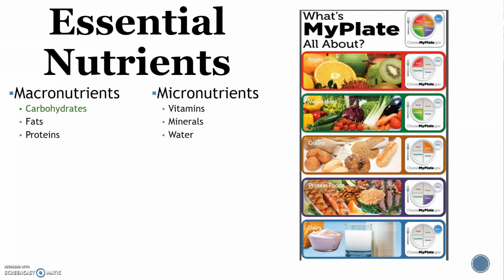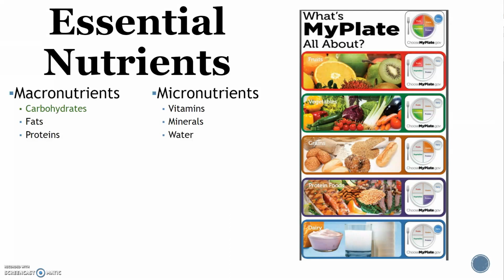Macro, the larger nutrients, these are the ones that our body needs in larger quantities. Carbohydrates, fats, and proteins. Micronutrients are vitamins, minerals, and water. So there's 6 essential nutrients total, and they're broken into 2 different categories, macro and micronutrients. So overall, when we think of macro and micronutrients, these 6 essential nutrients, this is really important to understand in terms of the fuel our body needs to be healthy.